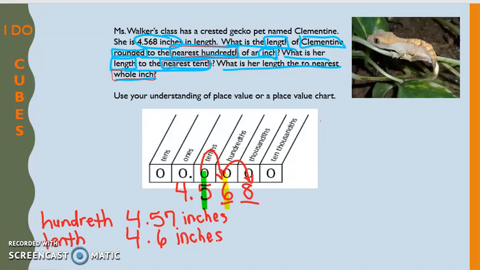Lastly, let's look at our length to the nearest whole inch. Well, our whole inches are 4 inches. So now we need to determine, are we going to round up to 5 inches or are we going to round down or stay the same at 4? So once again, we're going to look next door to the tenths place, and it is 5 tenths, which means we're going to round up. And so to the nearest whole number, Clementine is about 5 inches in length.